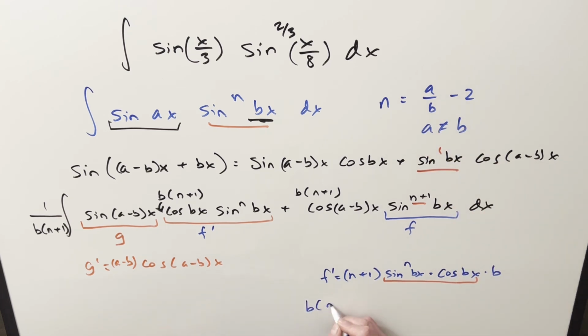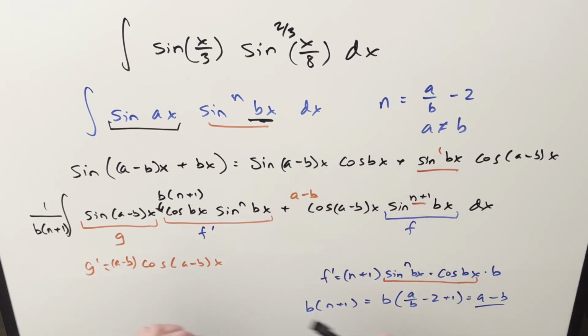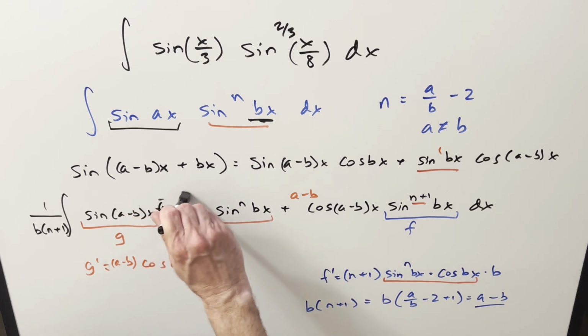So for b times (n plus 1), putting it back as a over b, we can write this as b times our n, which is (a over b minus 2) plus 1. Multiply this out, the b's are going to cancel, and we get just a minus 2b plus b. So we end up here with a minus b. So b times (n plus 1) is the same thing as a minus b. And so what I'm going to do is switch everything to that. We'll switch this to a minus b, and we'll do that everywhere.